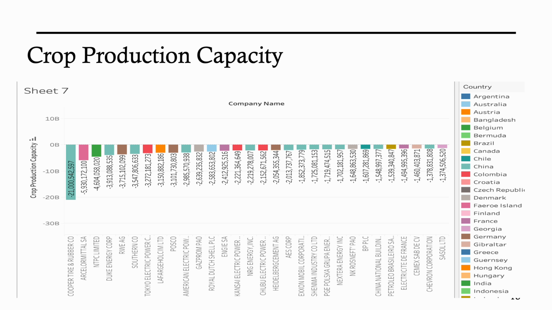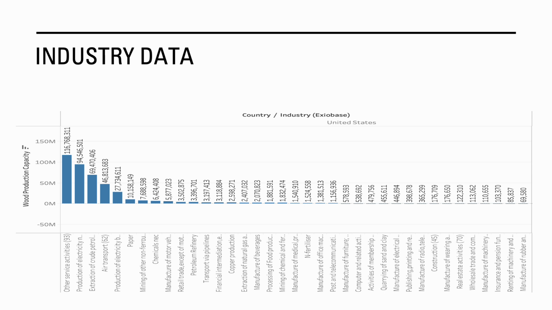Crop production capacity is represented in this bar graph for each country. Crop production represents soil degradation, air pollution, and climate change. Industry data is represented in this by the wood production capacity for each industry. Each industry is represented in this data set, and this represents climate change, air pollution, and land use.